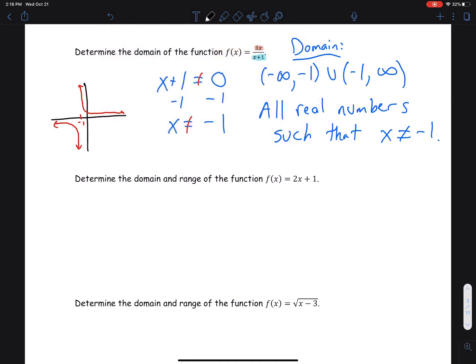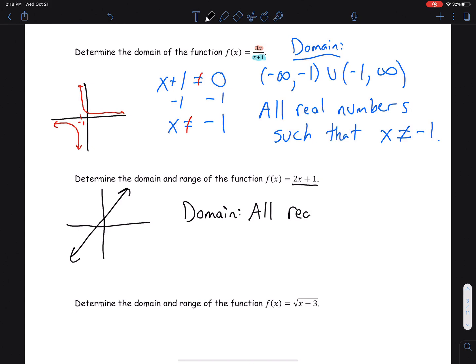So, is there anything restricting our function? No, there's not. Think about it. It's just a straight line with a slope of 2 and a y-intercept of 1. So our domain, there's no restrictions on it. Our domain is all real numbers, or you can say from negative infinity to infinity. And same with our range. It goes as low as negative infinity, as high as positive infinity, and there's no skips in between there. So the range would also be all real numbers.